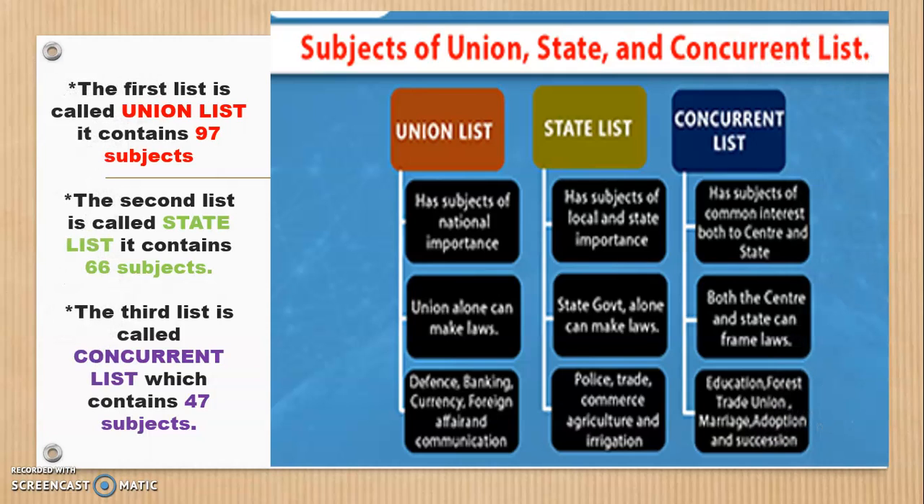The first list is called the union list, and in the union list there are 97 subjects. Now what does the union list do? The union list has all these 97 subjects which are of national importance, that is, for the importance of the nation. The union alone cannot make all the laws; it has to take permission of others also. The subjects in the union list are defense, banking, currency, foreign affairs, communication, administration. All this comes under the union list.